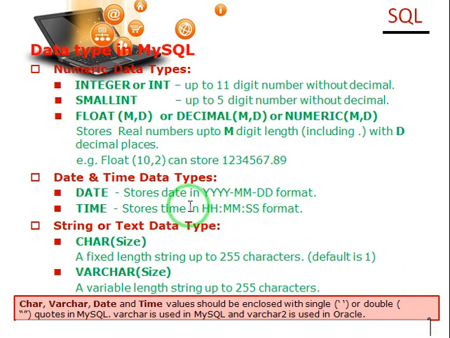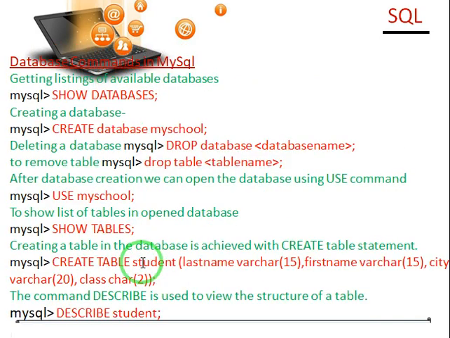And next we have the string or text data type. Firstly is char and varchar. These two are very important and have been frequently asked in the CBSE board examinations. The difference between them is that in char, a fixed length string is taken, whereas in varchar, a variable length string is taken, both up to 255 characters. Another difference is that varchar doesn't use all the memory, whereas char uses all the memory. So varchar saves more space and memory. That's why varchar is technically better than char.